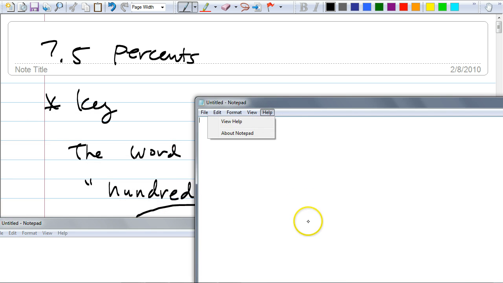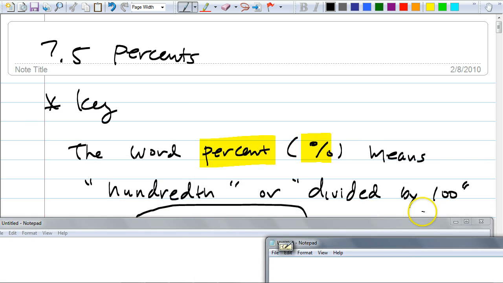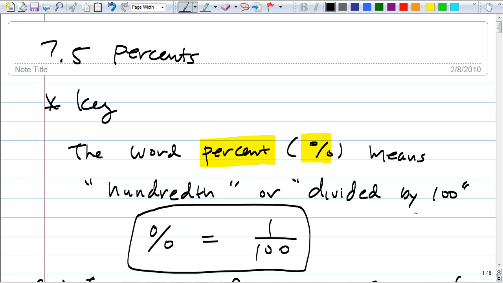The word percent means hundreds, or divided by hundreds. So percent just has a numerical value. If you think of it this way, it just means 1 over 100. You can kind of see it as a fraction bar, a slanted thing, and 2 zeros, and we represent the 2 zeros on the bottom. Maybe that's how they came up with that symbol. But percent just means 1 over 100.